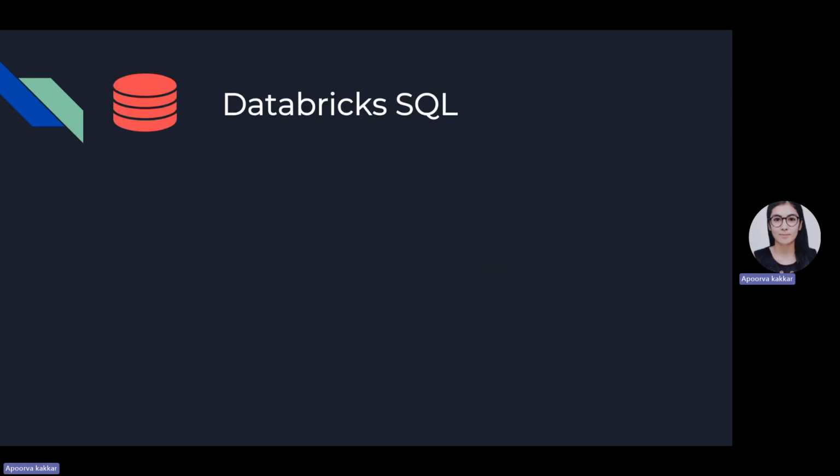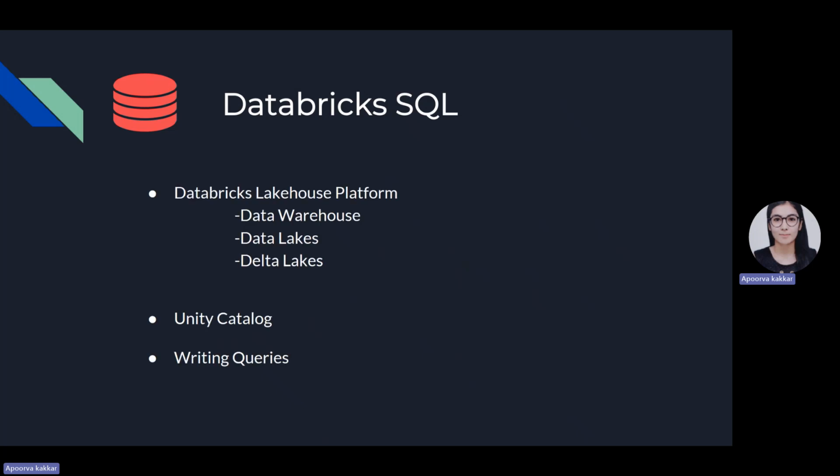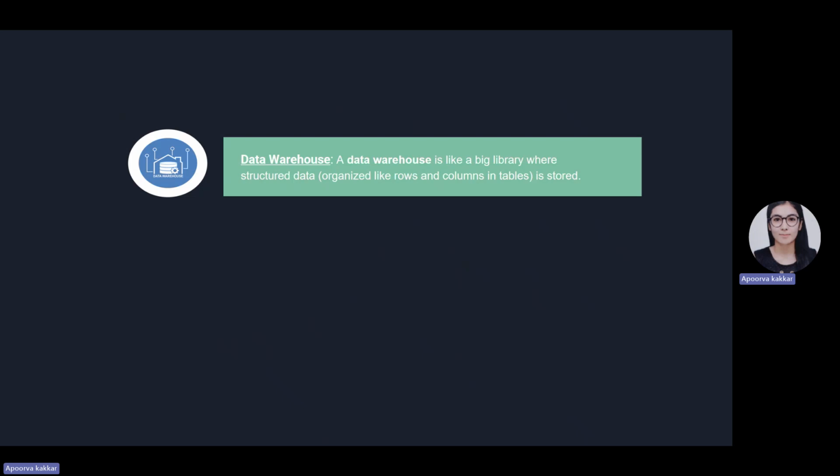Then Databricks SQL. Before knowing what Databricks SQL is, there are some concepts that should be known: the Databricks Lakehouse platform and Unity Catalog, and then we will talk about writing queries in Databricks SQL. So what is Databricks Lakehouse? For that, what are data warehouses and what are data lakes? This should be clear. So let's start with data warehouses.